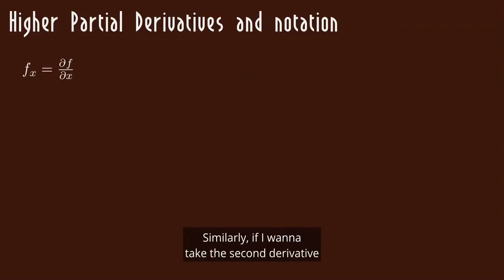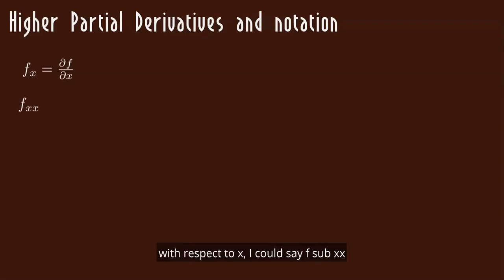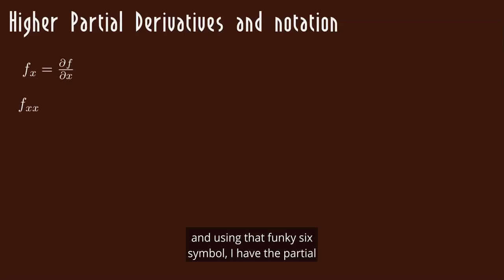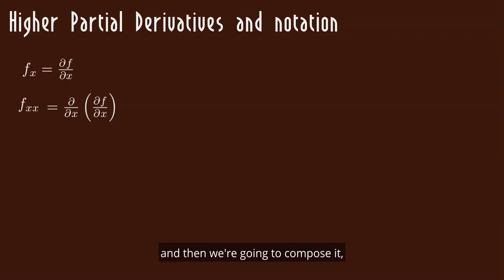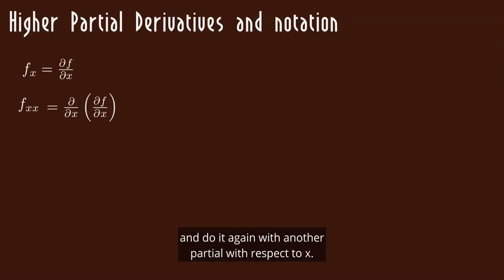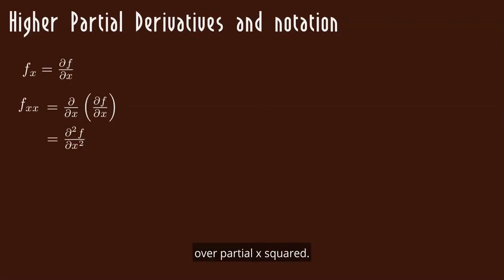Similarly, if I want to take the second derivative with respect to x, I could say f sub xx. And using that funky symbol, I have the partial with respect to x of the partial of f with respect to x. Keep in mind, doing the partial is a function. So we already took the partial of f with respect to x once, and then we're going to compose it and do it again with another partial with respect to x. This is kind of clunky. A shorthand we can use is, say, partial squared of f over partial x squared.